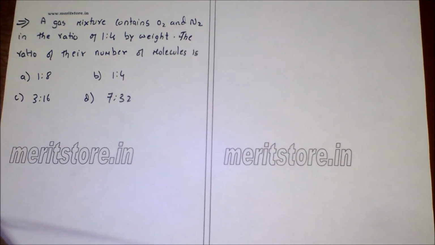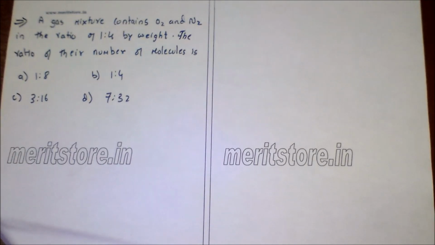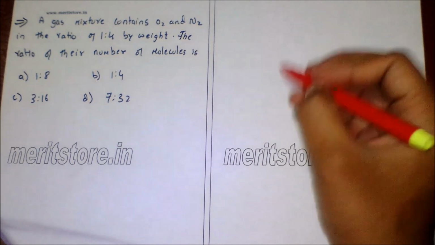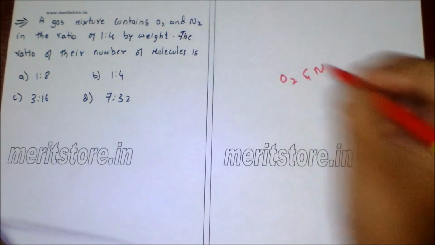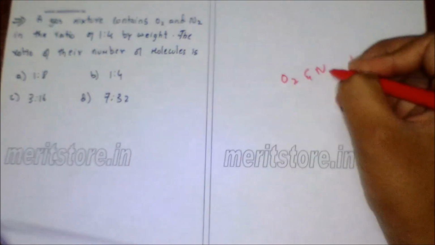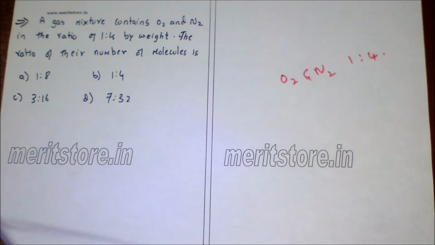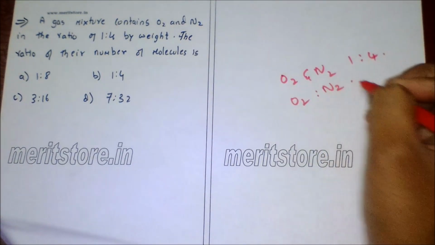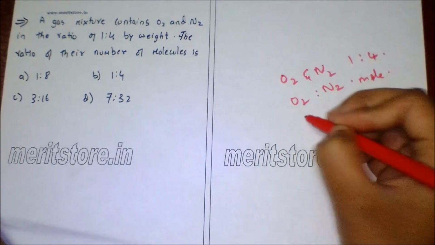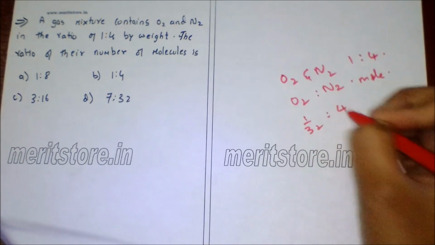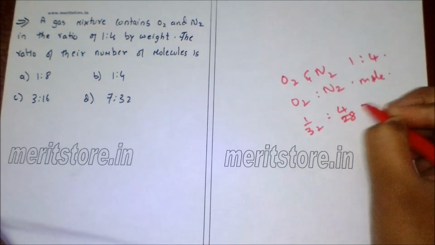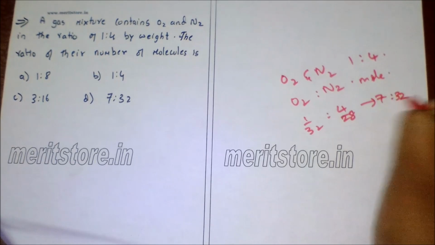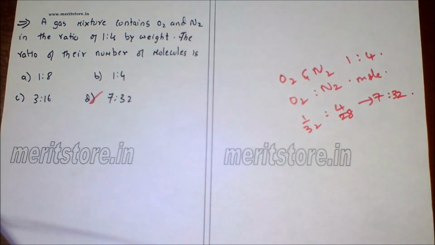A gas mixture contains oxygen and nitrogen in the ratio 1:4 by weight. The ratio of the number of molecules is. So the ratio of oxygen and nitrogen by weight is 1:4. So the ratio of oxygen and nitrogen by moles is 1 by 32 is to 4 by 28, which comes out to be 7:32. So option D is the correct answer.